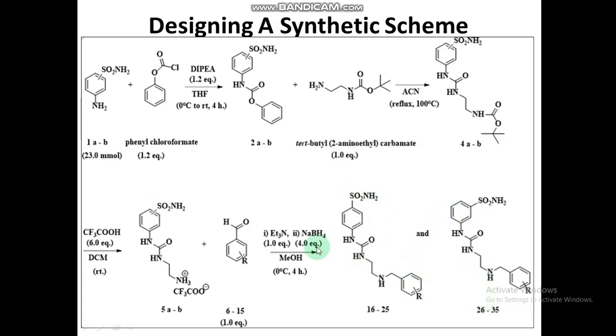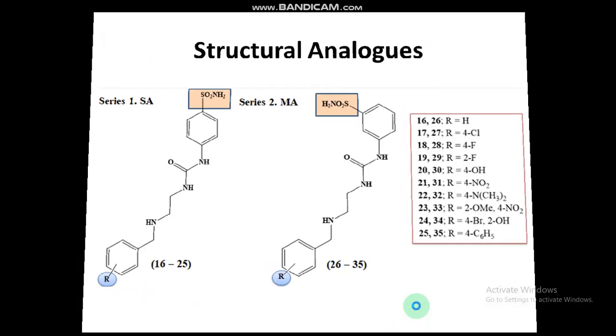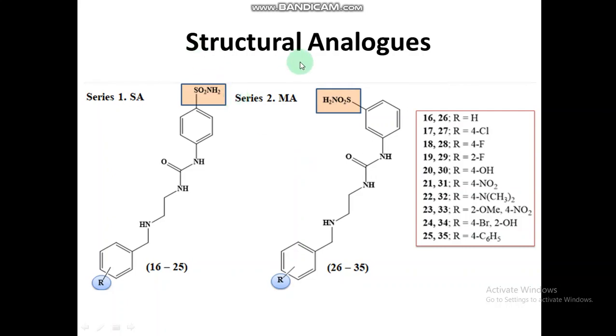You can visit my research paper for details of these reactions. So we get 10 compounds from this structure and 10 compounds from this structure, numbered 16 to 25, by making variations in the R groups with different functional groups. Here I am going to show you the structural analogues of our compound.